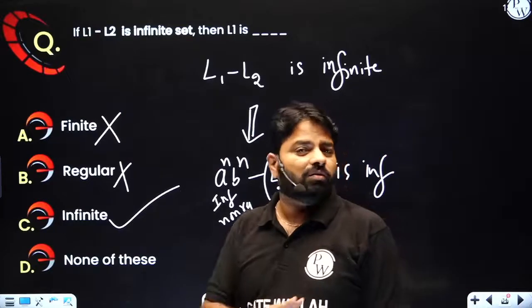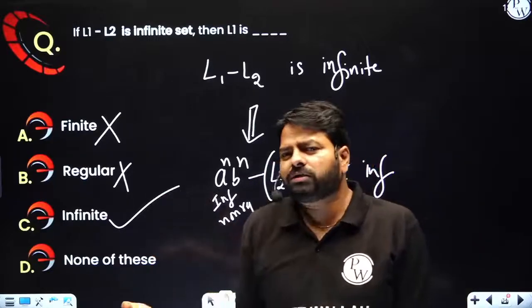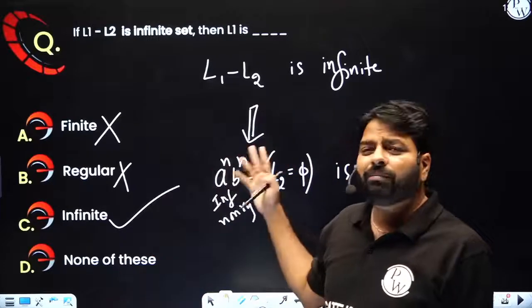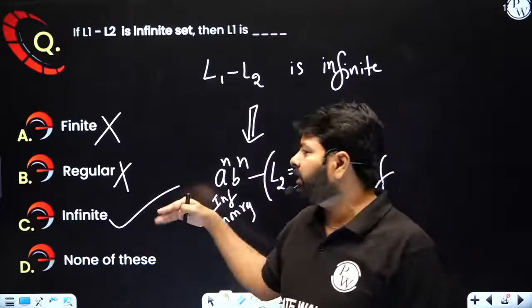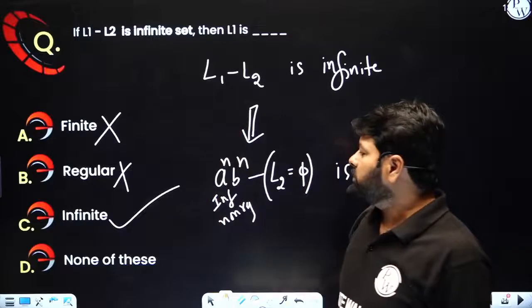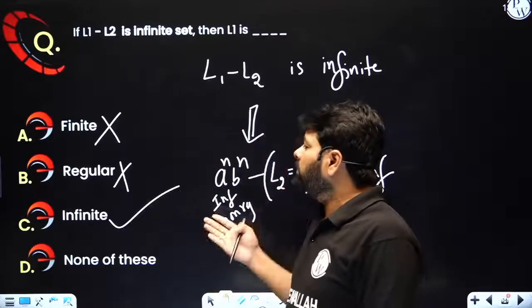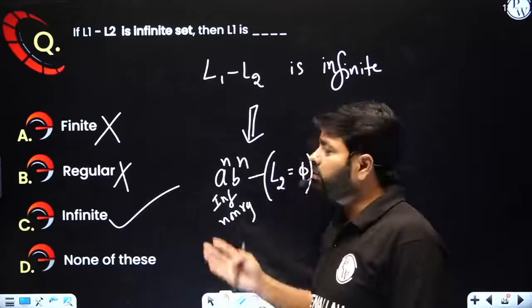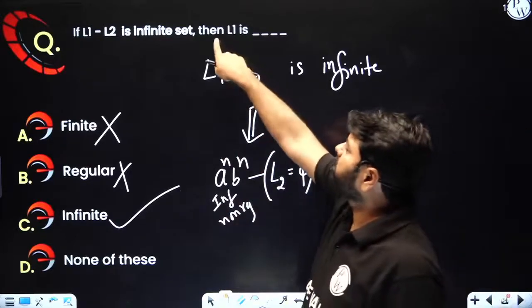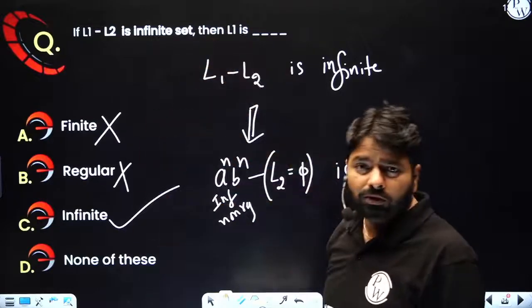L1 is always infinite. But when you talk about L2, the answer may change. L2 may be finite, may be regular, may be infinite, or may not be finite, may not be regular, may not be infinite. You should think about it separately. Don't choose the same answer for L2 also. Maybe for L2 it could be none of these. Just think about it and take it as homework. If L1 minus L2 is infinite, then what about L2?